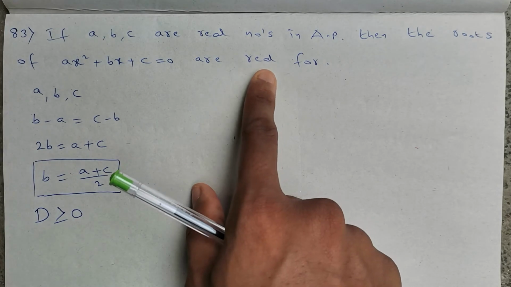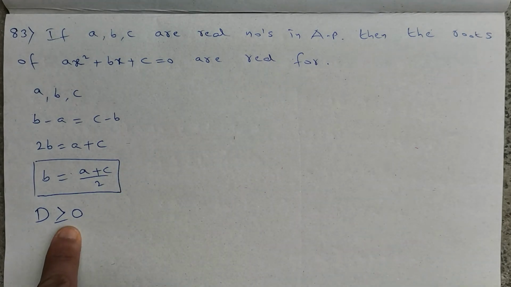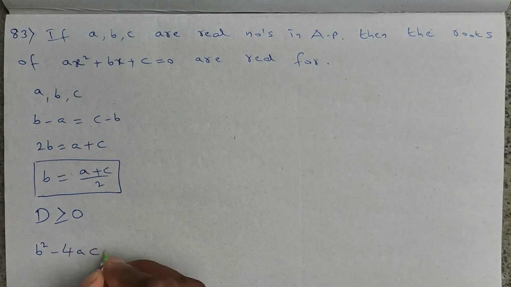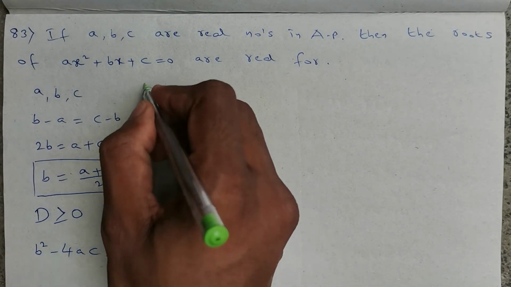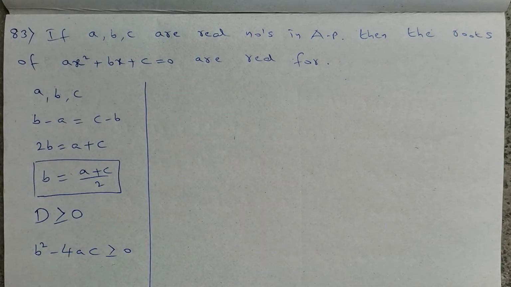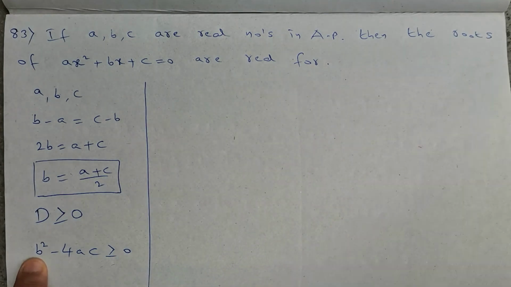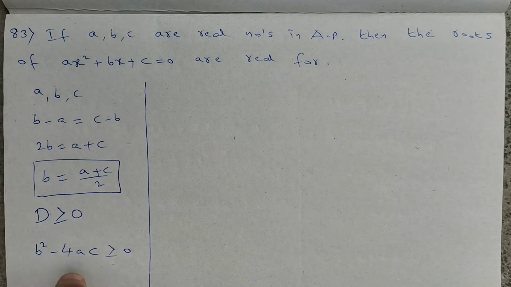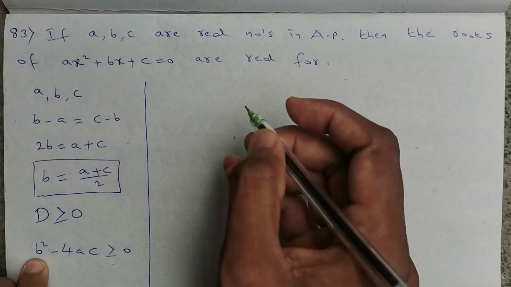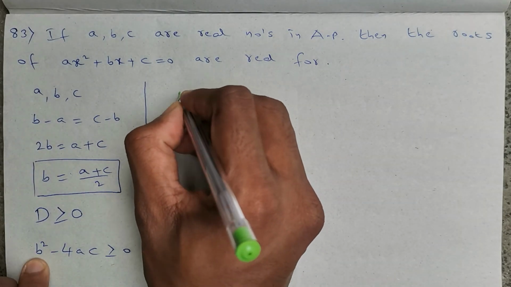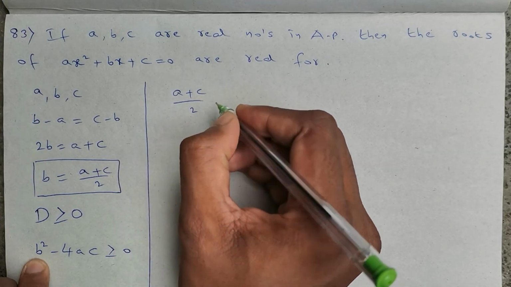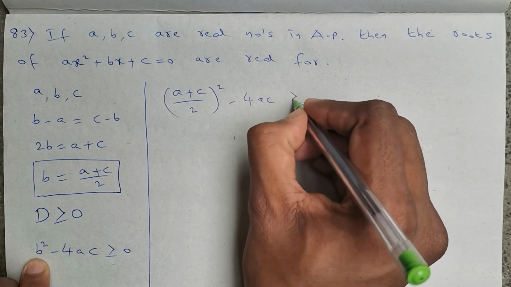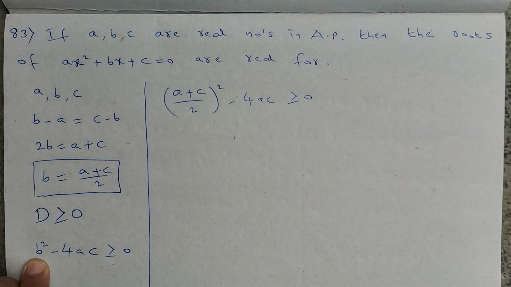He said only real, so possibilities are greater than or equal to 0. D is nothing but b square minus 4ac, the discriminant, greater than or equal to 0. Now in the place of b we have the value (a plus c) by 2. I will substitute that value. So (a plus c by 2) whole square minus 4ac is greater than or equal to 0.